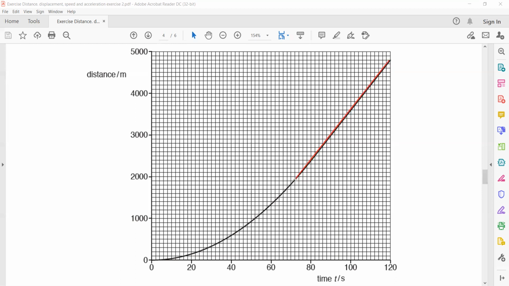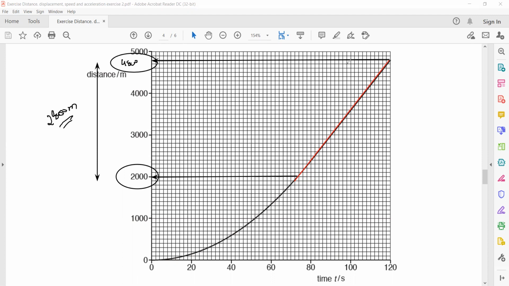When the speed is constant, for example, one of the distances in the constant region, I took 2000, and the second distance is 4,800. So what is the distance traveled? In the constant region, with a constant speed, it travels from 2000 to 4800. So what is the distance traveled in this region? It covered 2800 meters.